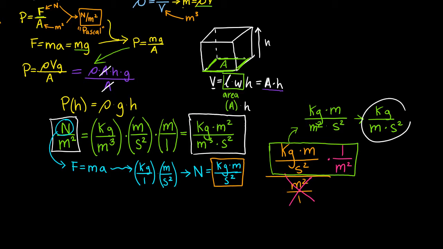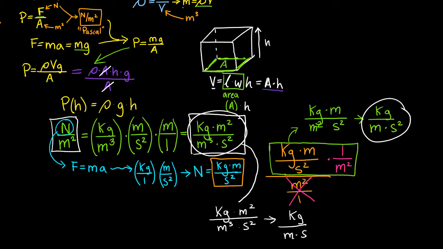This is equivalent to this because both are simplified to kilograms times meters squared divided by meters cubed times square seconds, which is really, finally, kilograms per meters times second squared. They are a match because this is what a Pascal really is.